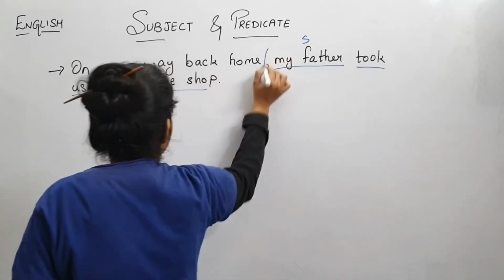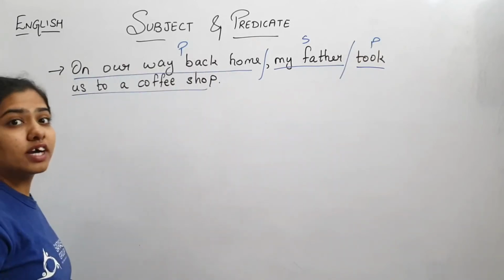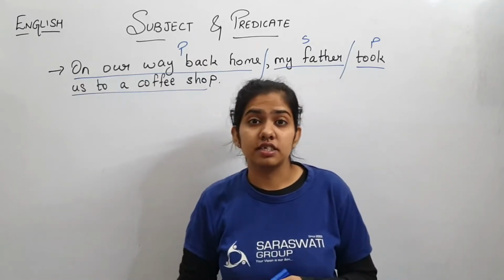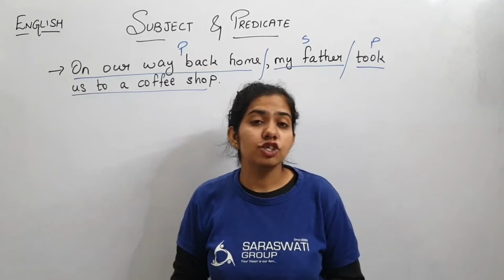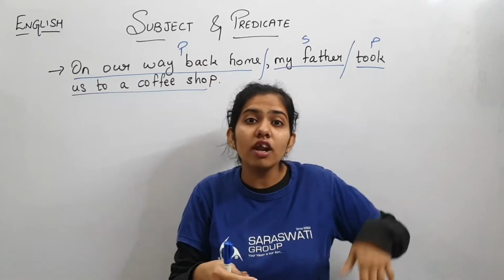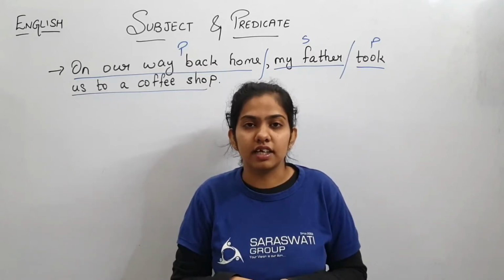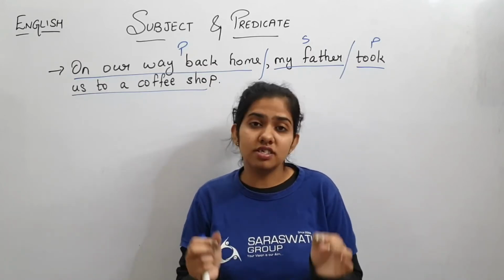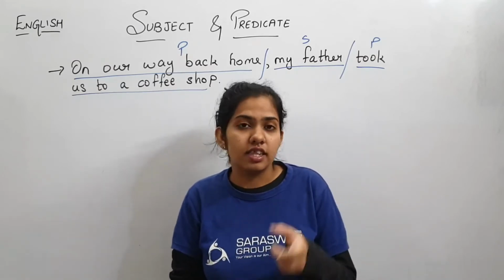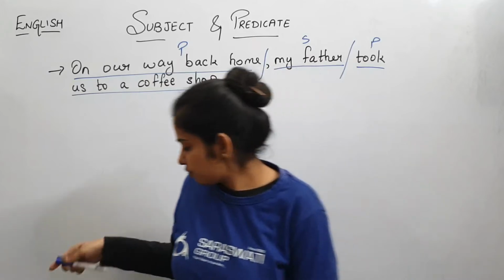Took us to a coffee shop. Then this also, on our way back home, is also a predicate. Only my father is the subject. So it happens sometimes that the subject does not always come in the beginning of the sentence. यानी कि हर बार ऐसा नहीं होता है कि जो सब्जेक्ट है वो सेंटेंस के स्टार्टिंग में ही हो। Sometimes it happens that it is in the middle of the sentence or else it is at the end of the sentence, यानी कि वो सेंटेंस के एंड में भी हो सकता है और मिडिल पार्ट में भी हो सकता है। ठीक है? What you need to do is just identify the verb and with the help of the verb just ask the question, and the answer which you get is your subject. You don't have to think anything else. Okay? Now the next one.